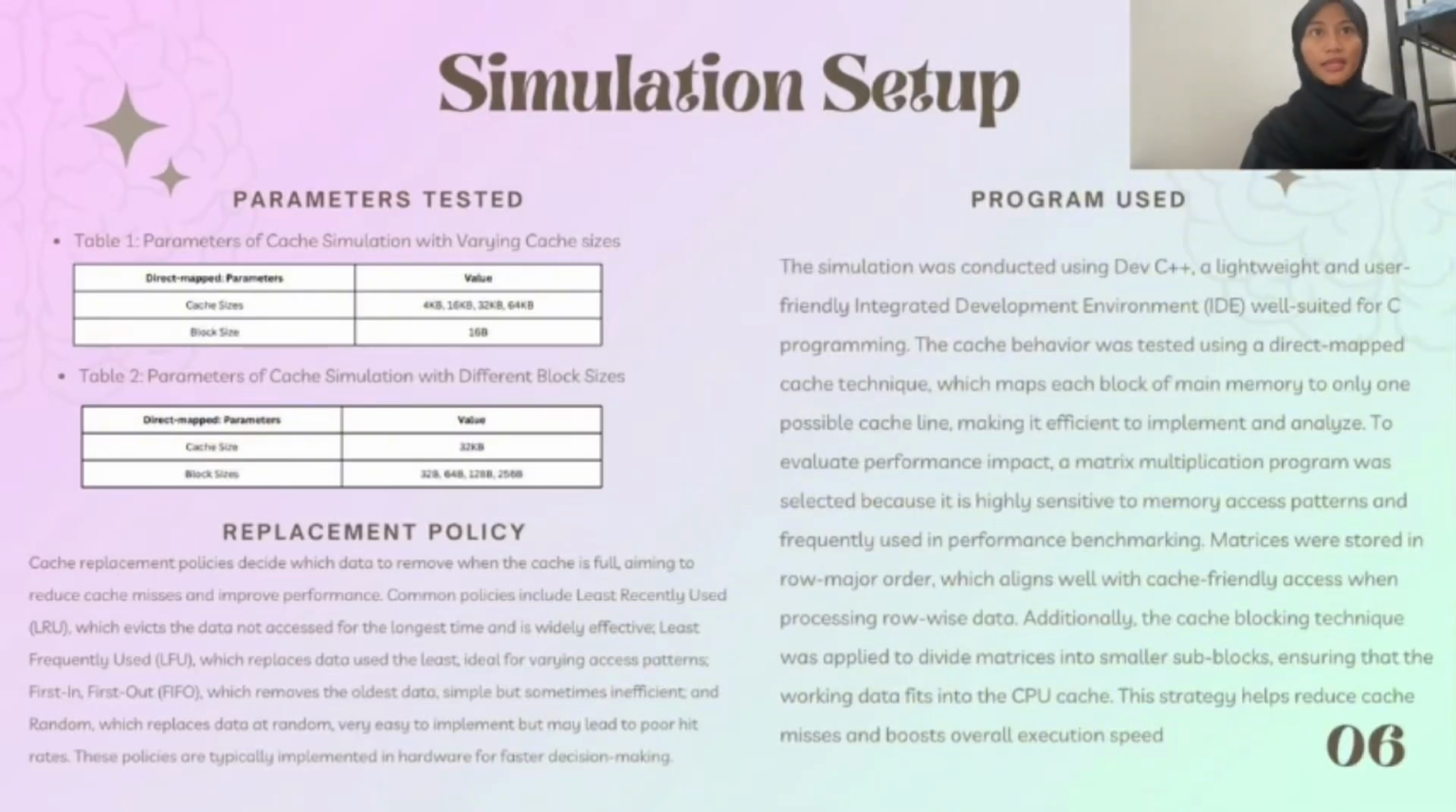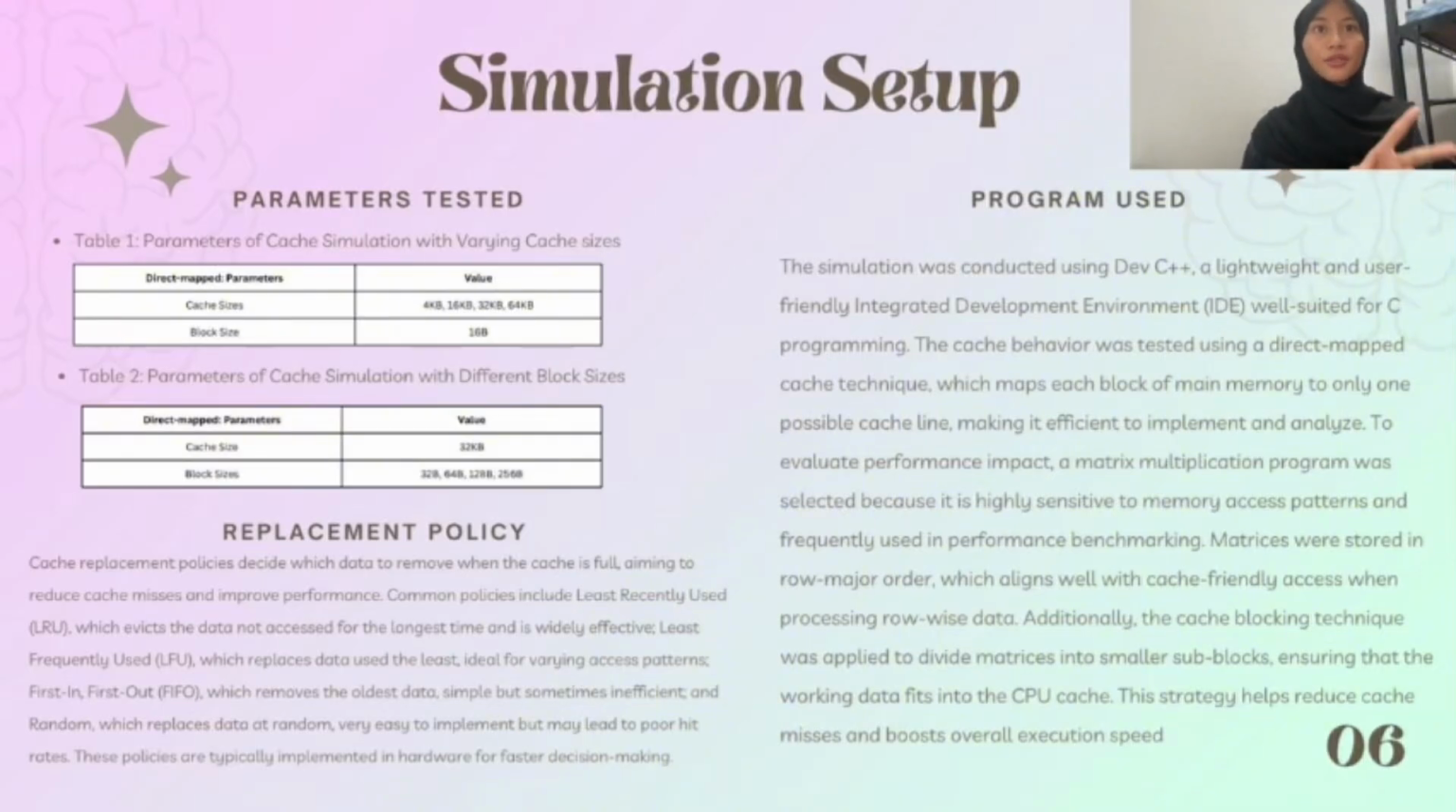These slides explain how we design and configure our cache simulation experiment. First, we tested two parameters, which are cache size and block size. As shown in Table 1, we varied the cache size using values of 4 KB, 16 KB, and 64 KB.